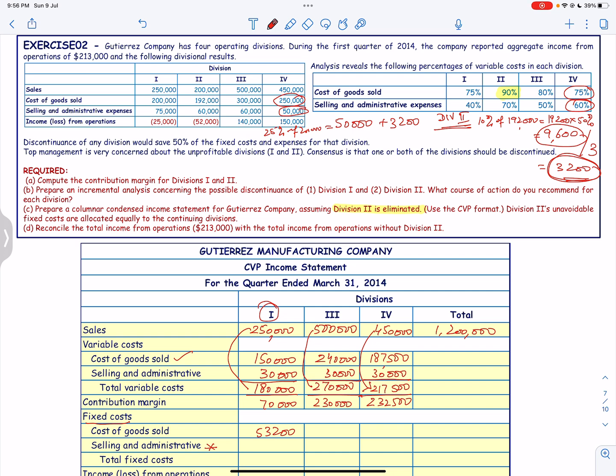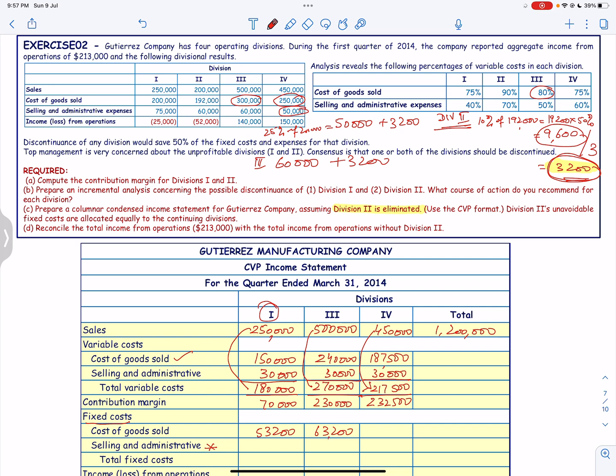The fixed cost of goods sold for division 3. Now the variable is 80% for division 3, that means 20% is fixed. So 20% of 300,000 is going to be 60,000. Now 60,000 plus the unavoidable fixed cost of division 2, that is 3,200. So 60,000 plus 3,200, that makes 63,200.